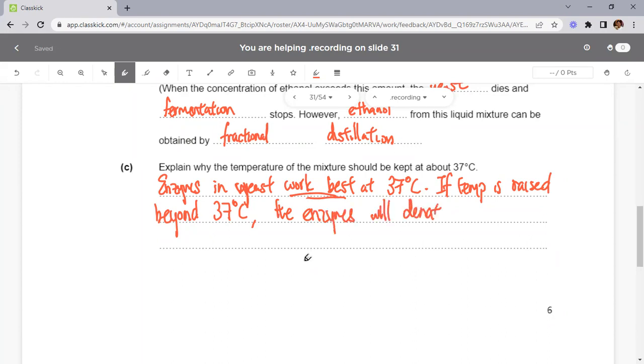Okay, so "denature" is like a new word to some of the chemistry students who do physics, but for the bio students, it's nothing too new. So if the enzymes are denatured, they will not be able to catalyze the reaction, and fermentation will stop.